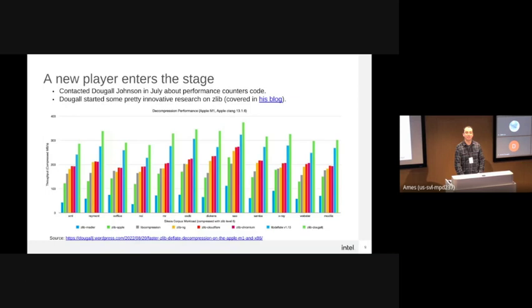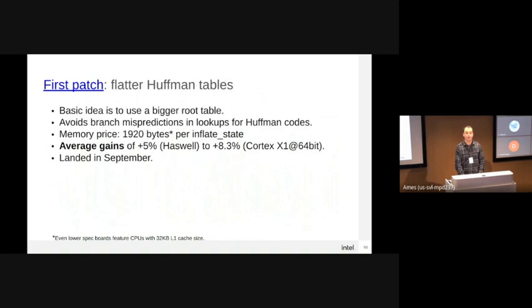Finally, there is a new player. Doug Johnson has been doing some amazing research on optimizing Zlib, and we have started the work to port his optimizations to Chromium Zlib. The first patch was a flatter Huffman table. The basic idea is that you have a bigger root table, so you avoid some branch mispredictions when you are performing lookups in the table for the next Huffman code.